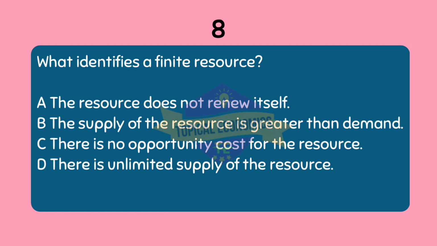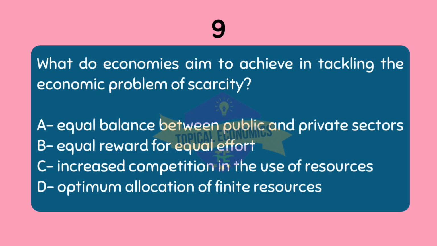Option B, the supply of the resource is greater than demand, does not define a finite resource, it relates to market conditions. Next, option C, there is no opportunity cost for the resource, is incorrect. Finite resources usually have an opportunity cost because they are scarce. And option D, there is unlimited supply of the resource, is incorrect, as finite resources are, by definition, limited in supply.